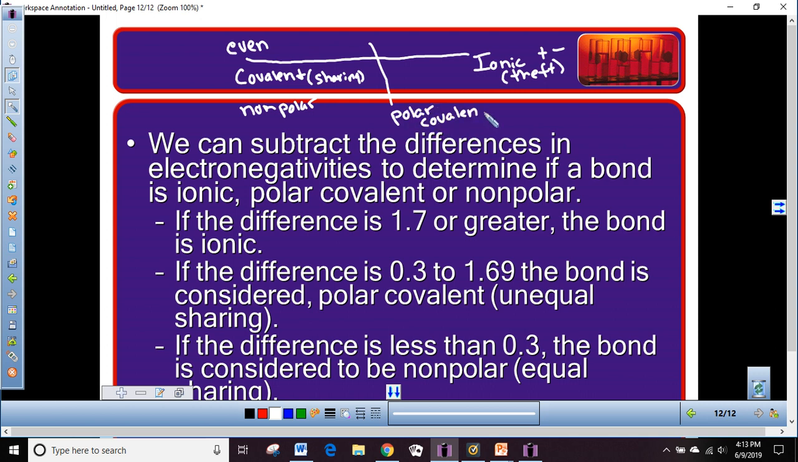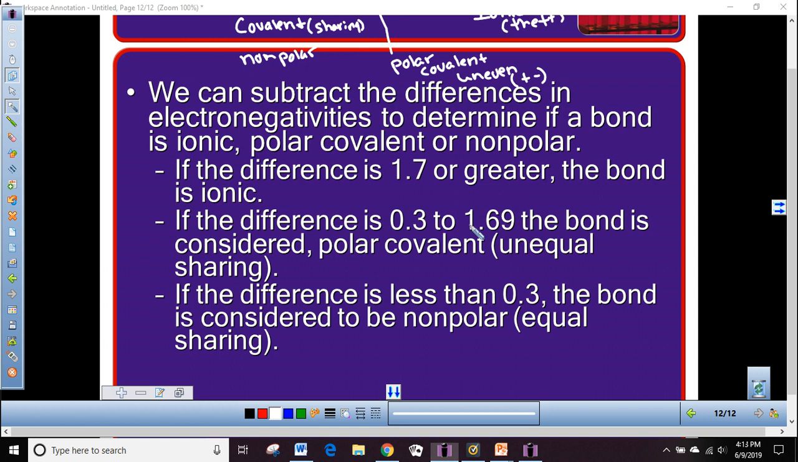Covalent means sharing, so it is sharing, but it's uneven. So we do get a positive and negative slightly. This is a definite positive and negative. This is a slight positive and negative because it's an uneven sharing. And we use these numbers. Now you do need to memorize these numbers, but honestly you could just memorize this one and know that polar covalent's in the middle. So that would be the easier thing to do. You'll see a couple questions like this on your test.